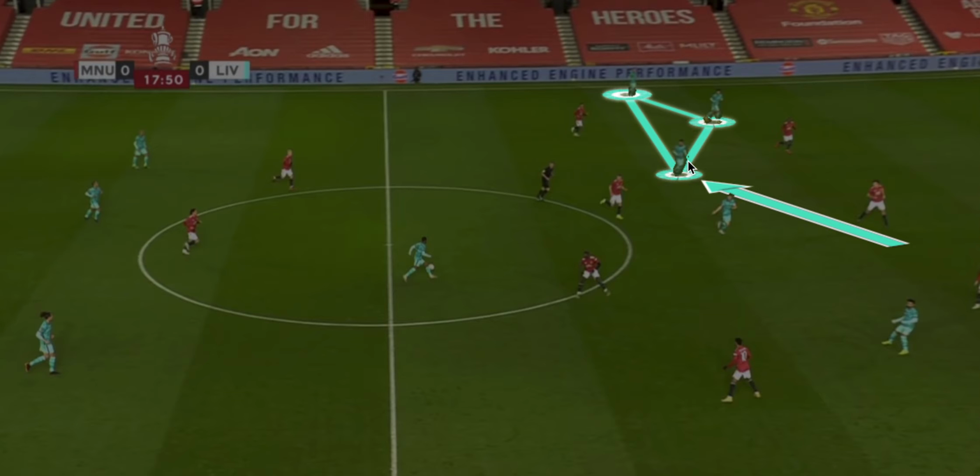So with this overload, they have more flexibility to drop or make runs in behind to work off each other while using these movements to affect the defensive positioning, which facilitates these positive concepts.